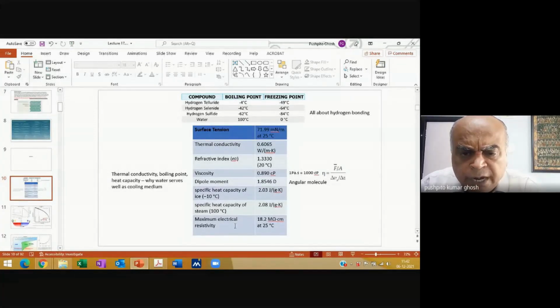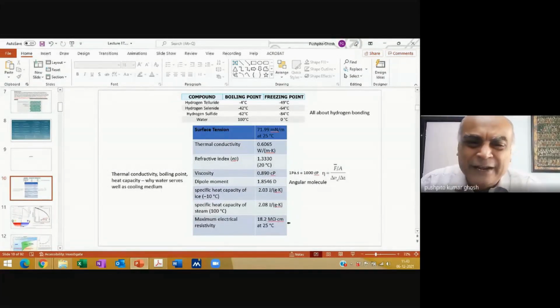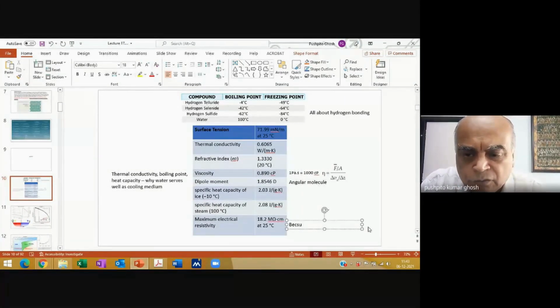Also, water is not a high electrical resistivity. It's quite low. It's about 18.2 mega ohm centimeter is the resistivity. Why does water have some electrical conductivity? So due to the hydronium ions present. Brilliant. Because there is a finite amount of dissociation.